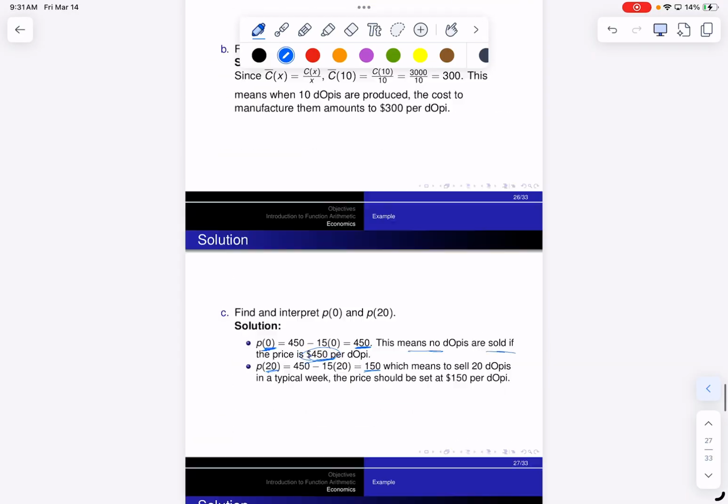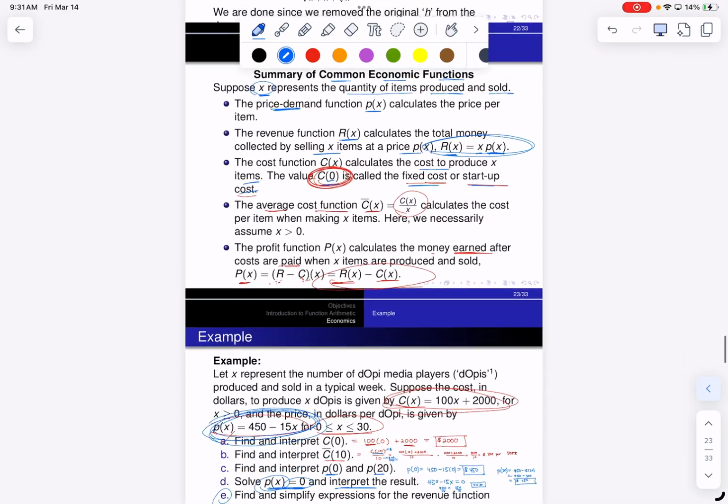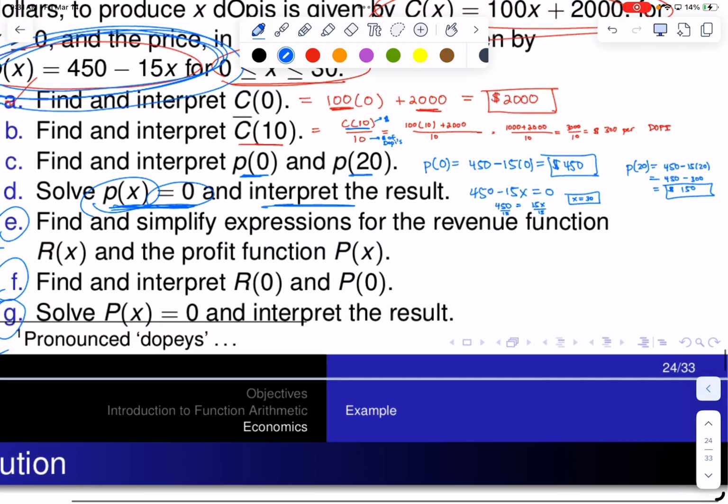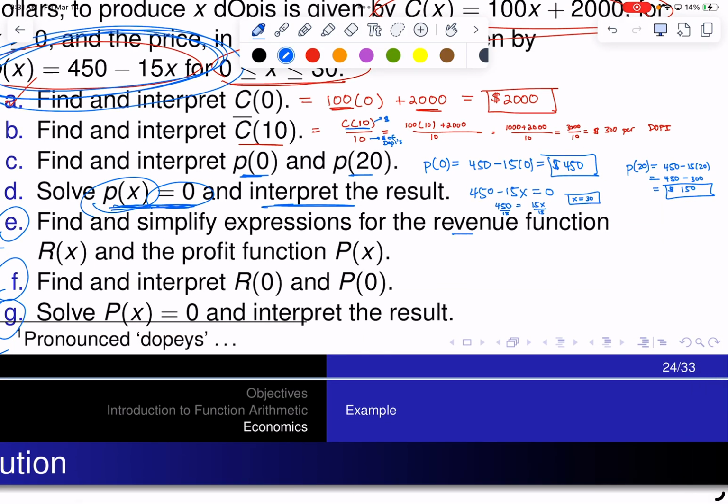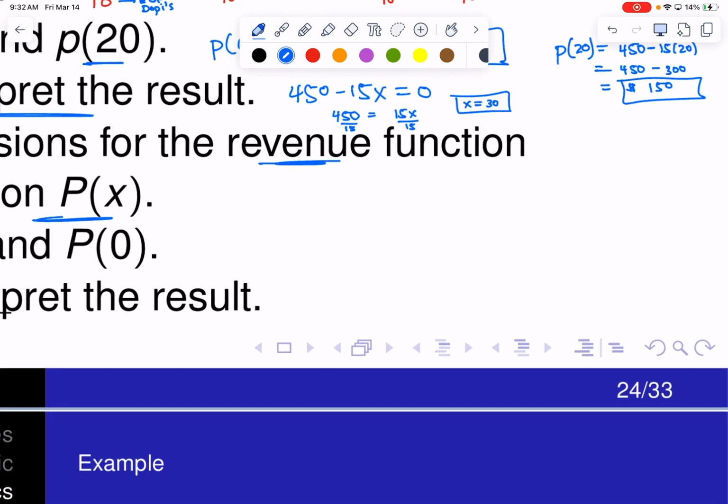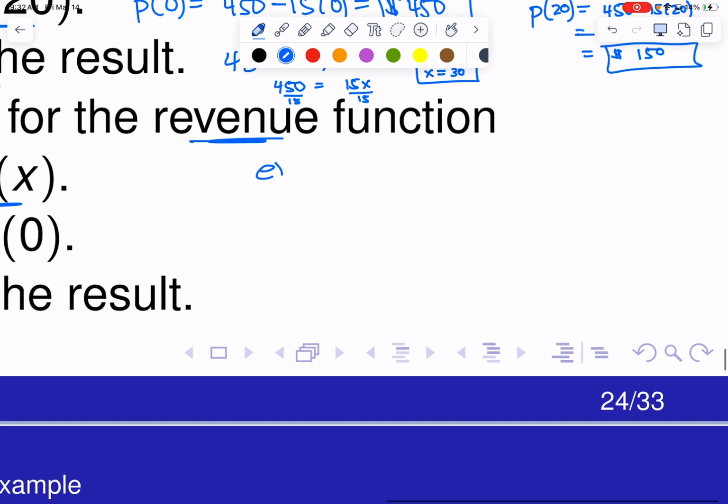All right, then finally we go back to part E. Find and simplify the expressions for revenue. All right, you have to memorize this. Revenue. Okay, how do I calculate revenue? You need to know how to calculate, and then find and simplify the profit function. So I'm going to do part E here. Part E, let's start with revenue.